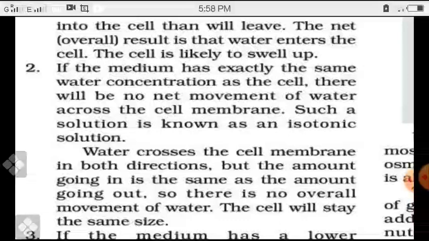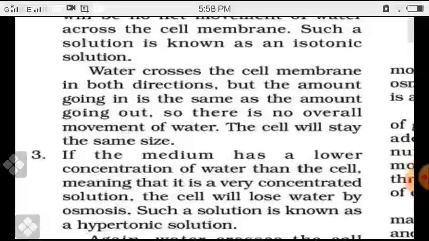Here the water concentration is exactly the same in the cell and in the beaker or the medium. So water crosses the cell membrane in both directions. The water moves inside the cell through the cell membrane, and it moves outside the cell also through the cell membrane. But the amount going in and out is the same. So the cell will stay the same size. So what is the result? The cell will have its same size. It neither swells nor shrinks. It remains the same size.